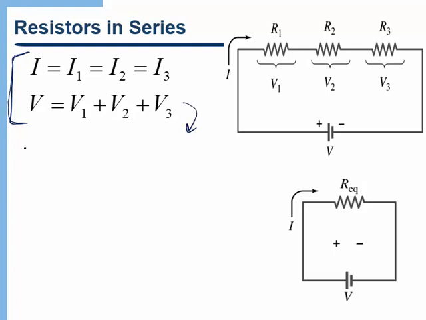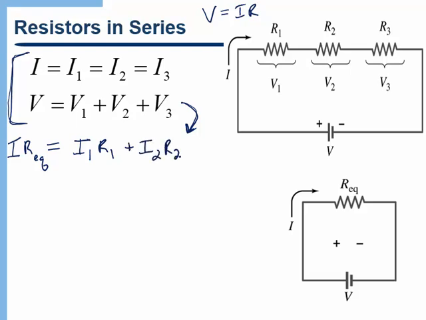We know that the terminal voltage of the battery is going to be equal to the voltage across each resistor, but the voltage across each resistor can be written in terms of current and resistance. Again, we're just using Ohm's law. So instead of V, I'm going to write R equivalent times I. And instead of V1, I'm going to write I1 R1. Instead of V2, I'll write I2 R2. And instead of V3, I3 R3.